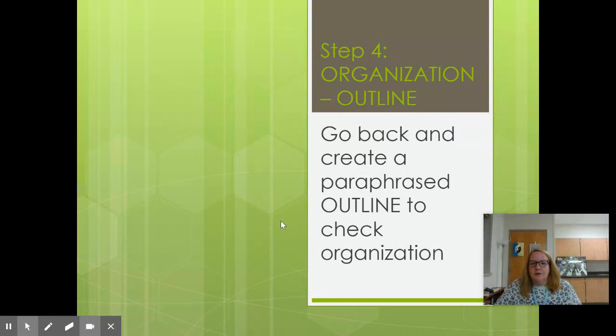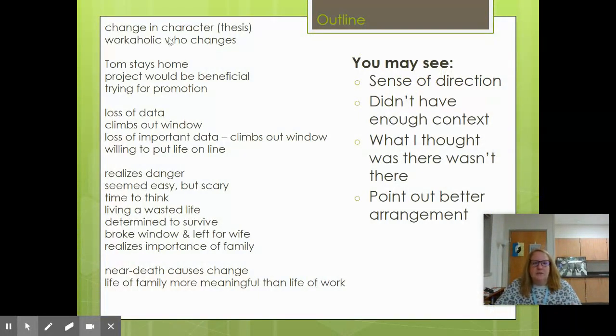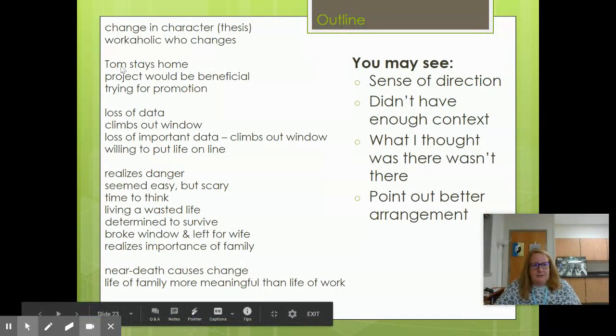Okay, so then you're going to do a backwards outline. This just helps you check the organization of your paper. So, usually you would do an outline before you write. In this case, you're going to do an outline after you have written to check the organizational structure of your writing. So this is just an example of an essay that someone wrote.